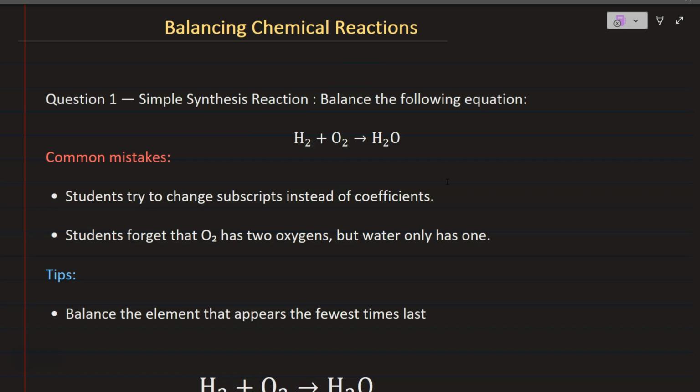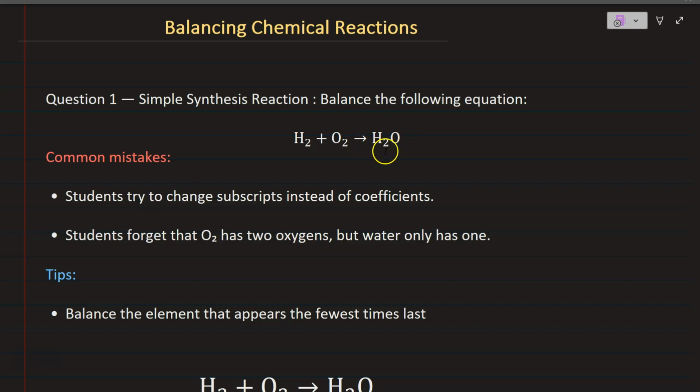Okay, first question, we have this equation here. This chemical reaction is hydrogen and oxygen giving you water. The very first thing that you need to do, you want to make sure that you know how to count the number of atoms. And remember, the number of atoms on the reactant side, which is the left-hand side, has to be equal to the number of atoms on the right-hand side, which is the product side. So in here we have 2 hydrogen on this side, 2 oxygen on this side. In here we have 2 hydrogen, but only 1 oxygen.